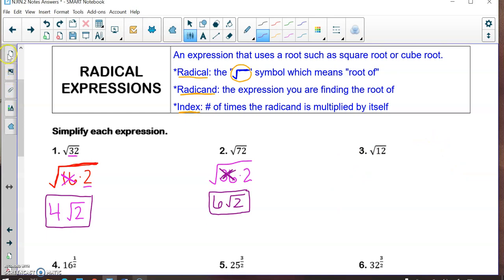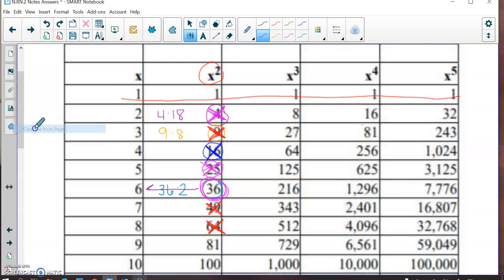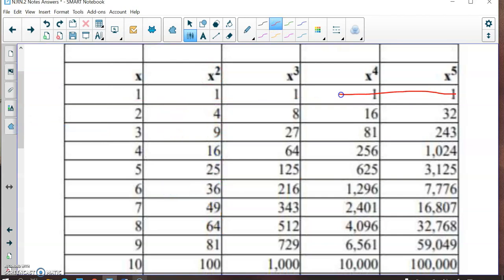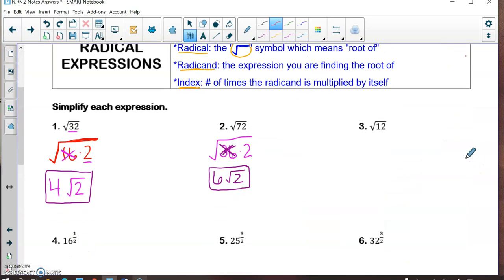Now we're going to move on to number 3, which is the square root of 12. So we start over from my chart, x squared column. So 12 divided by 4 is 3, it works out. 12 divided by 9 gives you a decimal, and then all the rest of the numbers are larger than 12. So 4 is your largest perfect square here, and 4 times 3 is equivalent to 12, so I'm going to split up 12 into 4 times 3.